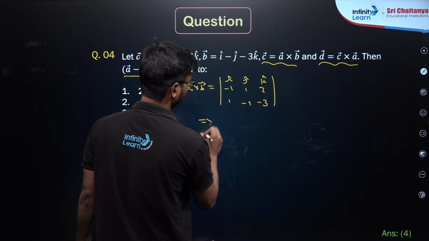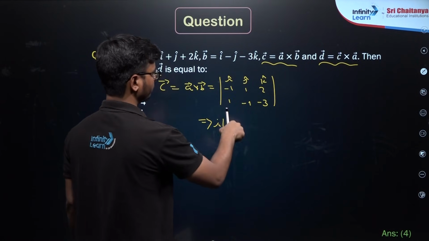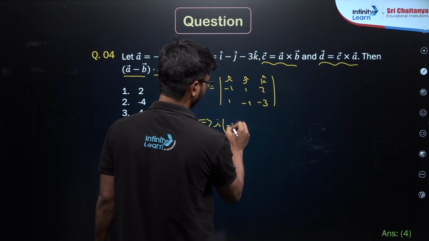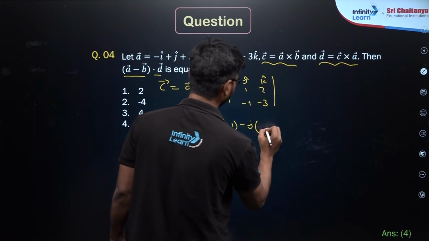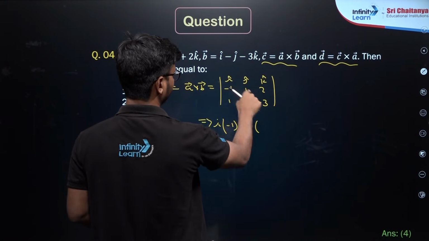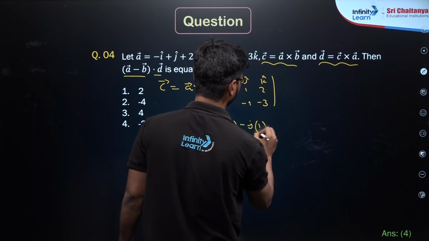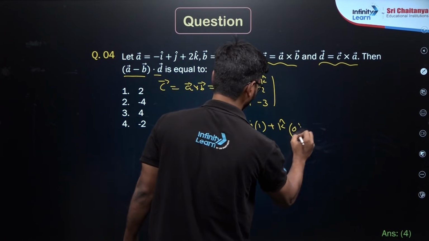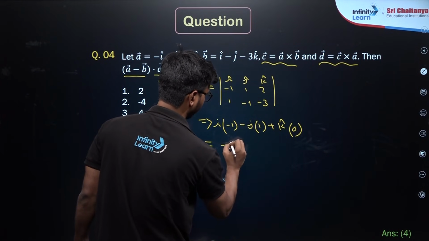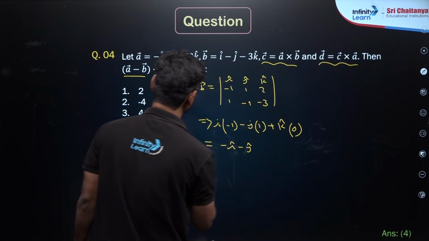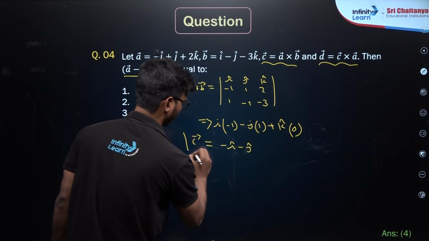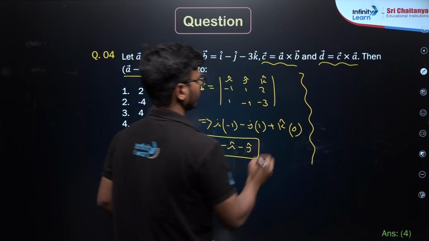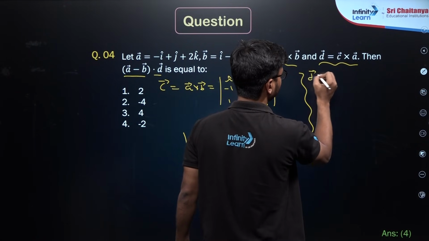So from here I can write i cap as minus 3 minus minus plus 2, it will be minus 1, minus of j, the j cancels, minus 3, it will be 1, correct? And plus of k cap, it is getting cancelled, 0. So we are going to get minus i cap minus j cap. So this is my C vector. Okay. Now let's solve for the D vector. D vector is defined as C cross A.